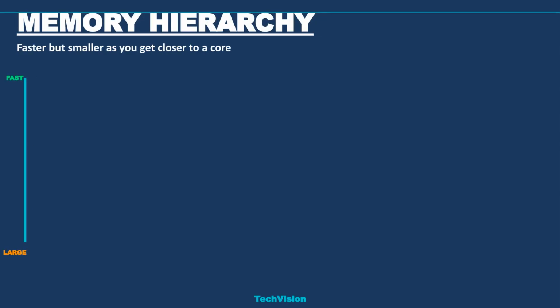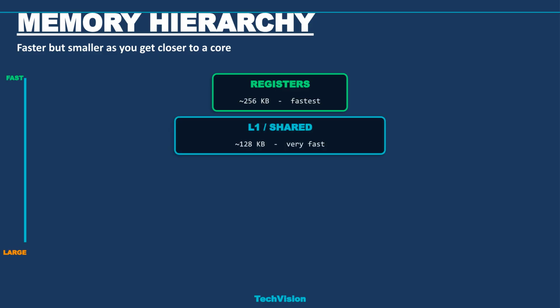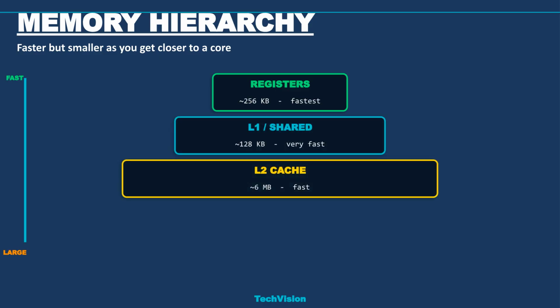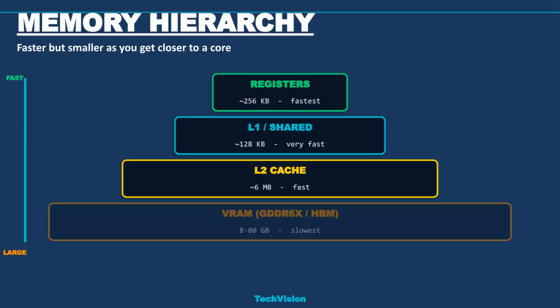The GPU memory hierarchy moves from faster and smaller to slower and larger as you move away from the core. Registers are the fastest but smallest, followed by L1/shared memory, L2 cache, and finally the largest but slowest VRAM.